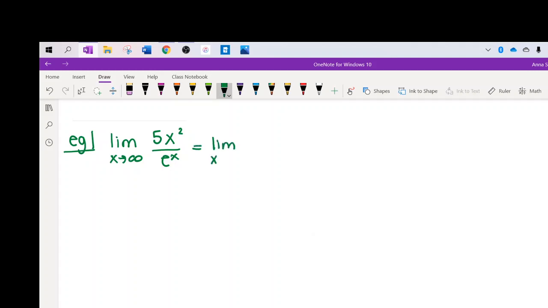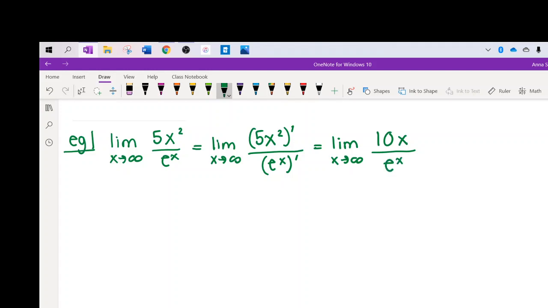So we're going to take the limit as x approaches infinity of 5x squared, take the derivative of that, and then e to the x, take the derivative of that. So what happens when we take the derivative? Well, we get 10x in the numerator, and we still have e to the x in the denominator. So if we now try to take the limit, what's the limit as x approaches infinity of 10x? Well, that's still infinity. And the limit as x approaches infinity of e to the x, that's also still infinity. And so that tells us that this is still indeterminate.